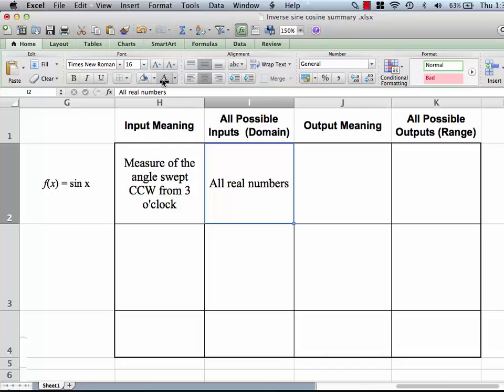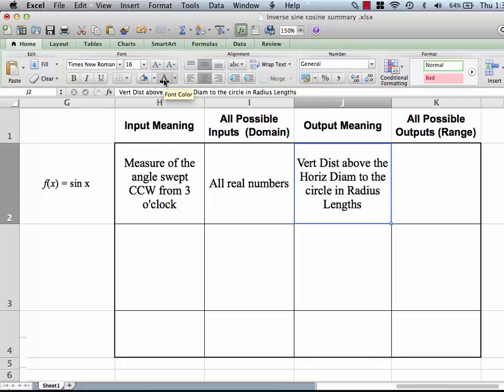All right, meaning of the output. Corey. Keep going. Yep. Measured in radius lengths, right? Vertical distance above the horizontal diameter and radius lengths. Okay, so it's vertical distance above the horizontal diameter. To what? So for any angle, what are we measuring up to what? So this has kind of been implied the whole time. We should probably talk about it.